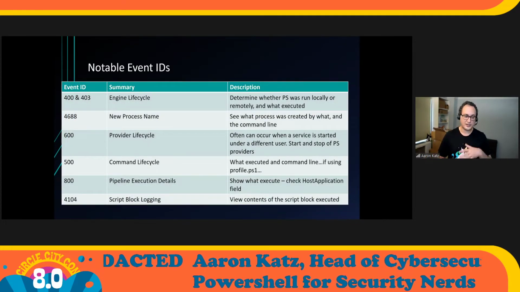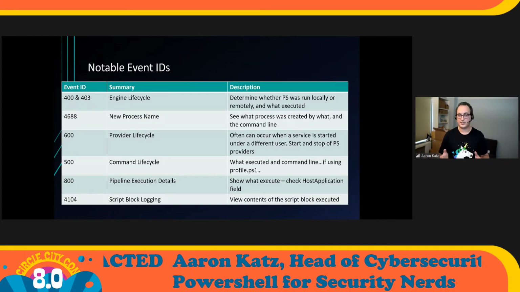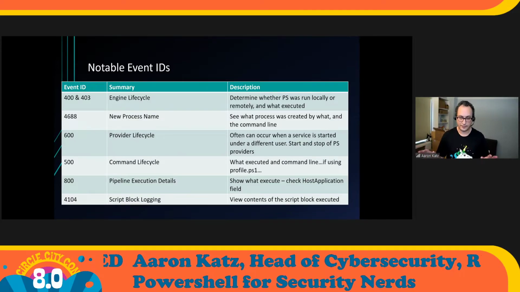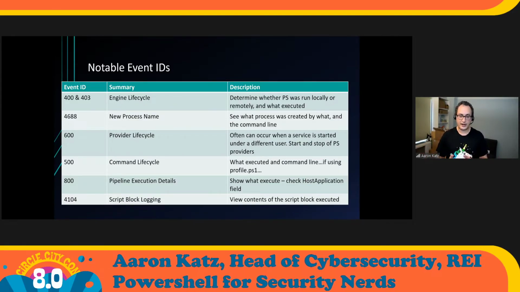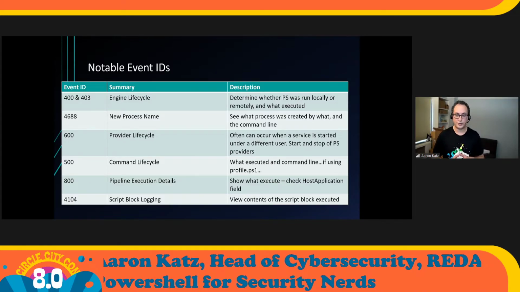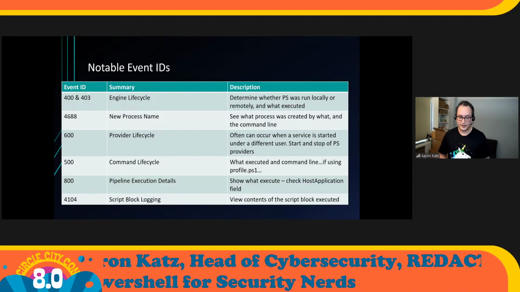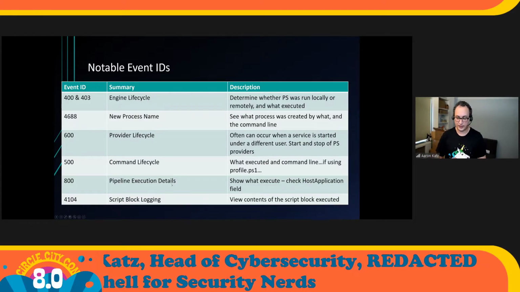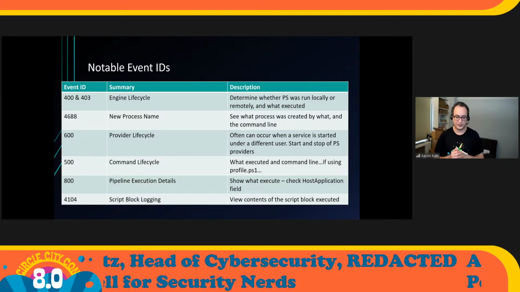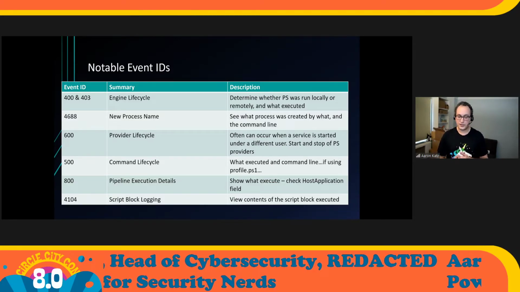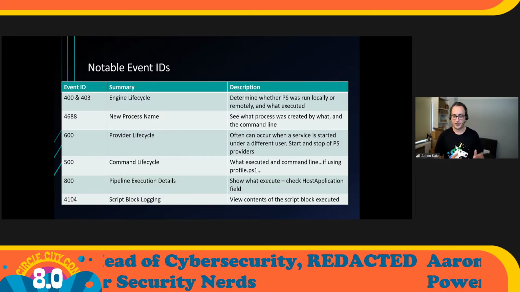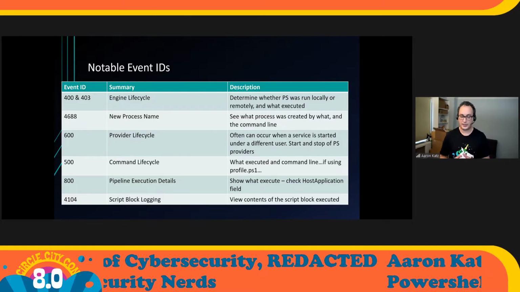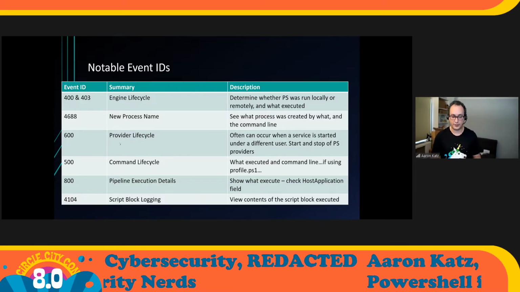So let's pivot and talk a little bit about some of the event IDs that you'll see. And just note, this is not everything, but you'll see a few here that I highly recommend taking a look at and making sure your SIM is capturing these. For instance, in an 800 pipeline execution detail, check that host application field because it shows what executed. If you see a version mismatch between the host version and the engine version, something is going to be a little finicky. And the host application should almost always be a standard Microsoft service.